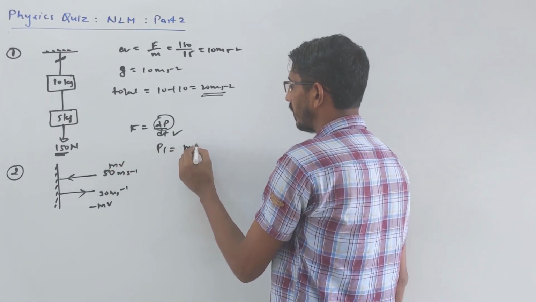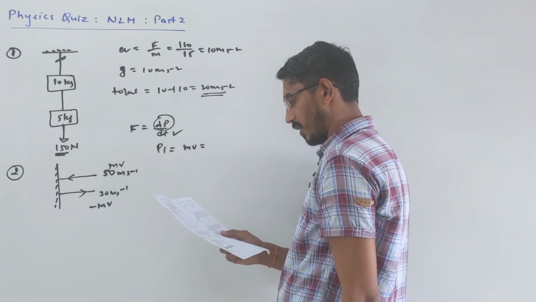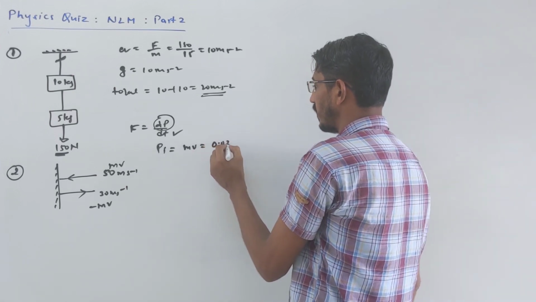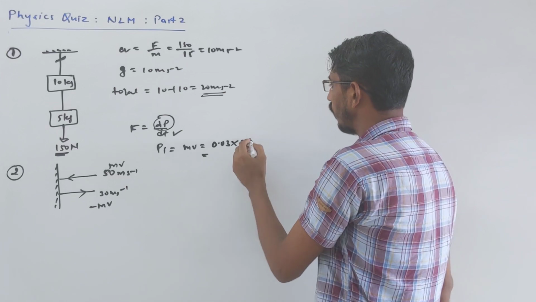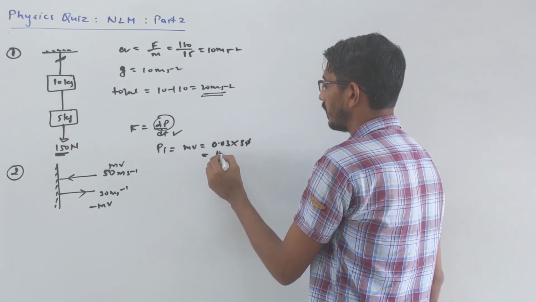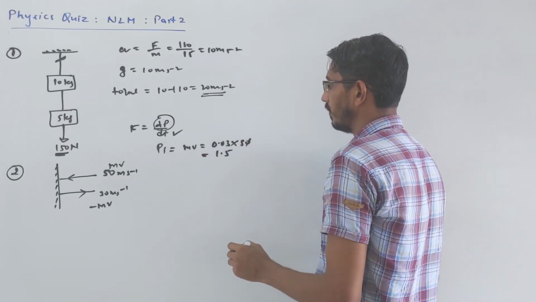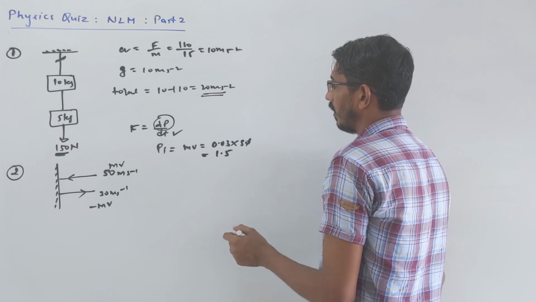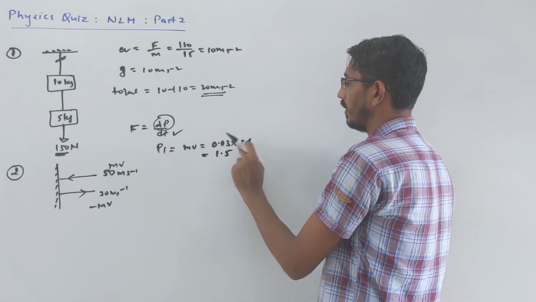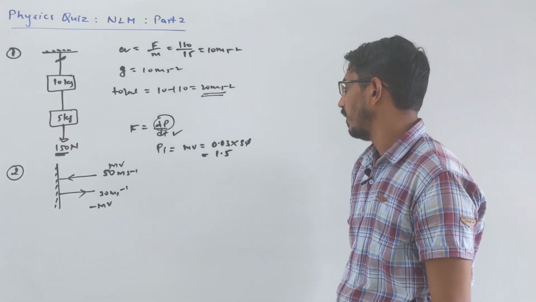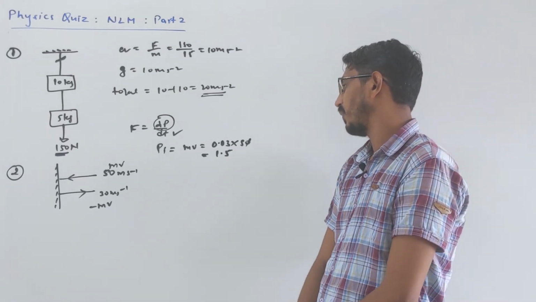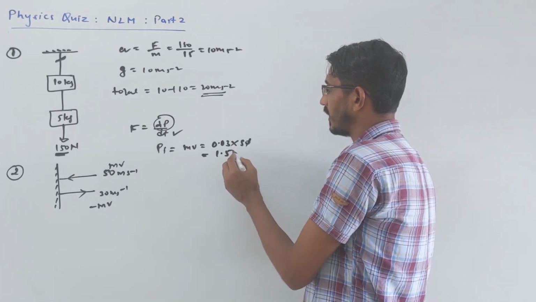What is the initial momentum? Mass into velocity. The mass is 0.03, and the velocity is 50. So how much does this become? The 10 you cancel here, 0.3 into 5. 0.3 into 5 is 1.5, only 1.5. Okay, this is the initial.